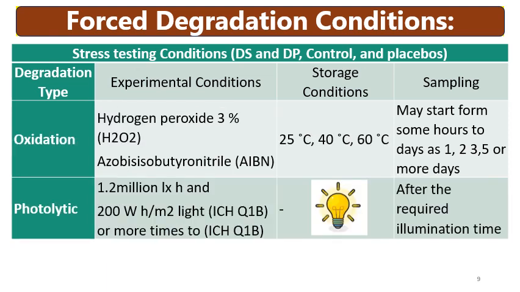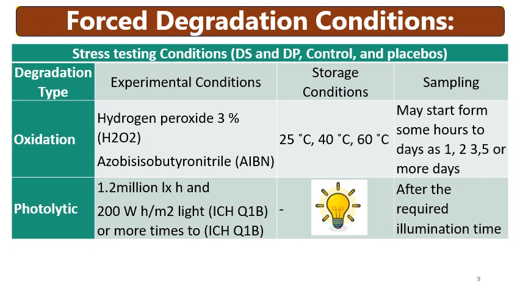Then oxidation, it is generally done with hydrogen peroxide, and AIBN is also used. Other oxidative materials can be used if justified. They can be used for the oxidation reasons. Storage conditions are 25 degree, 40 degree and 60 degree as per the requirement, and the sampling may be done from some hours to some days.